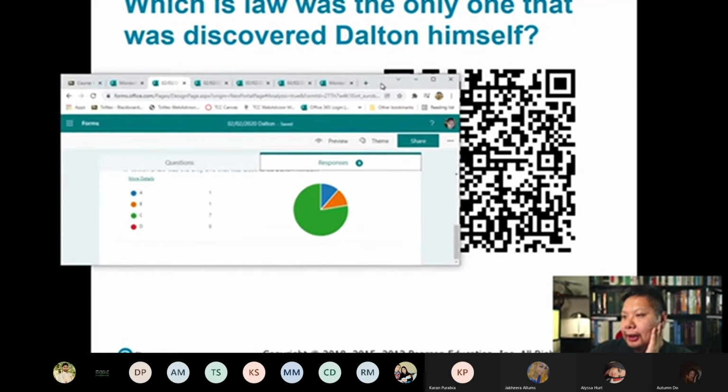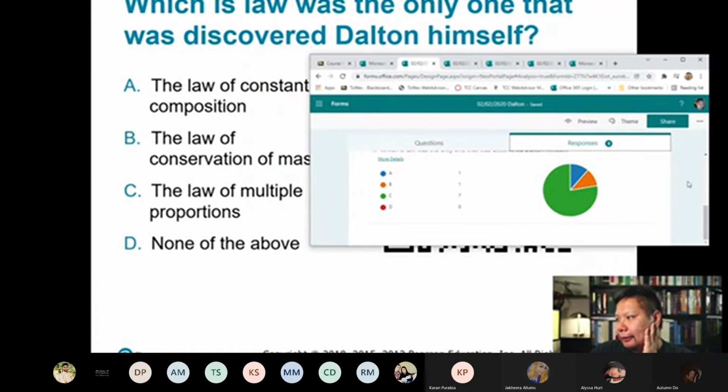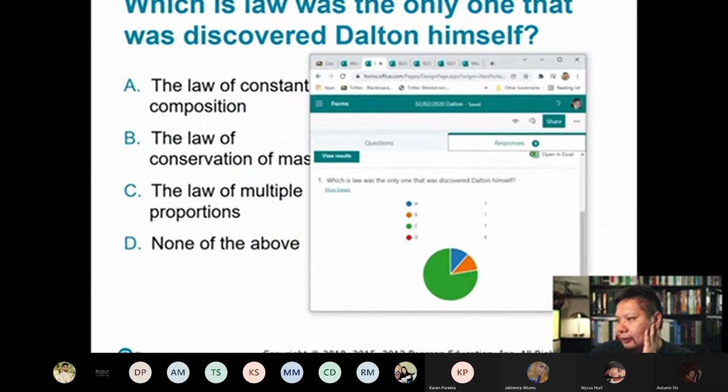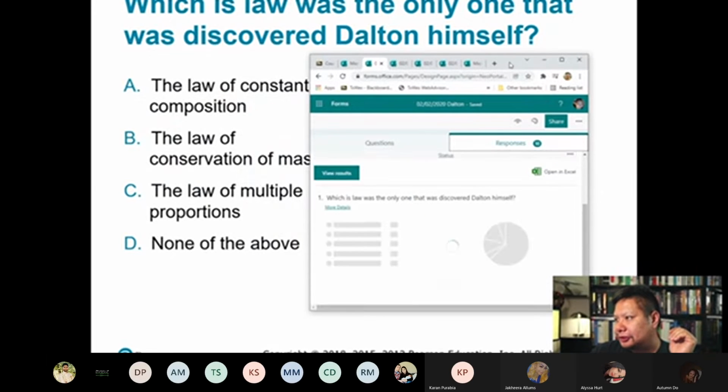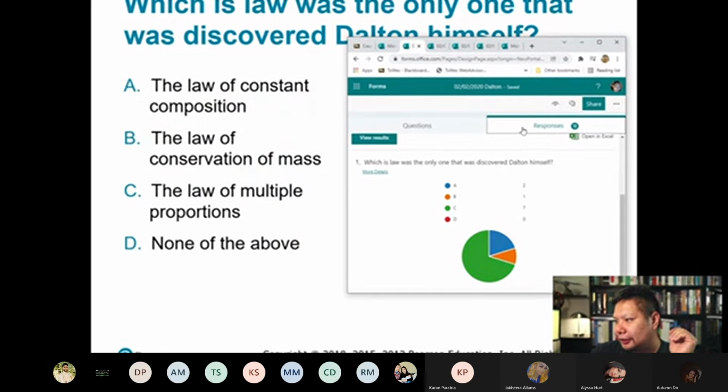Okay, here is the breakdown of the answers. Most of you put C, the law of multiple proportions, and that is correct. Dalton himself did come up with the law of multiple proportions. He did not come up with the law of constant composition; that was Joseph Proust. The law of conservation of mass was Antoine Lavoisier. The law of multiple proportions is the one that Dalton came up with himself. Good stuff.